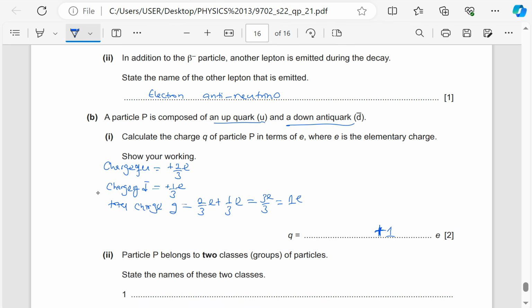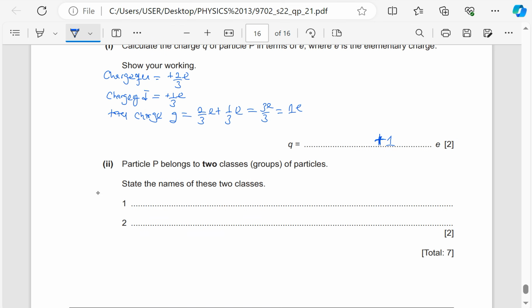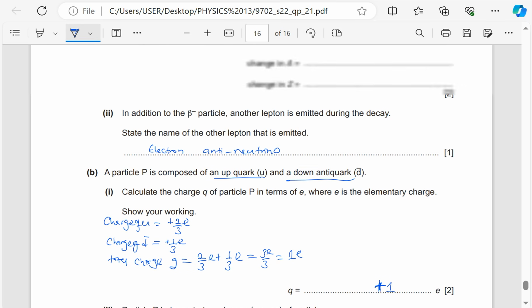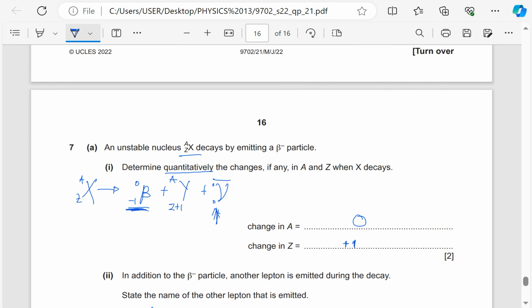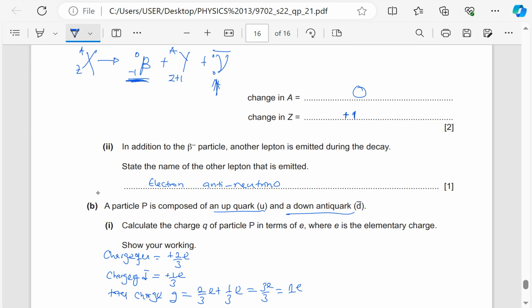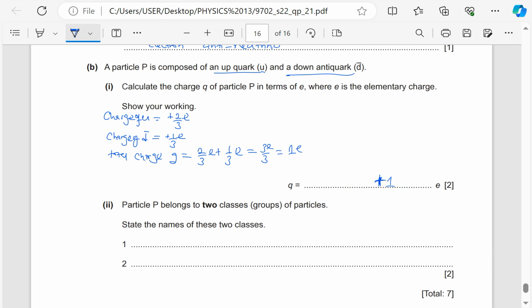Particle P belongs to two classes or groups of particles. Say the names of these two classes. So particle P has an up quark, and it is made up of quarks, so it is automatically a hadron. Number 2, it is made up of a quark and an antiquark, so it is automatically a meson.